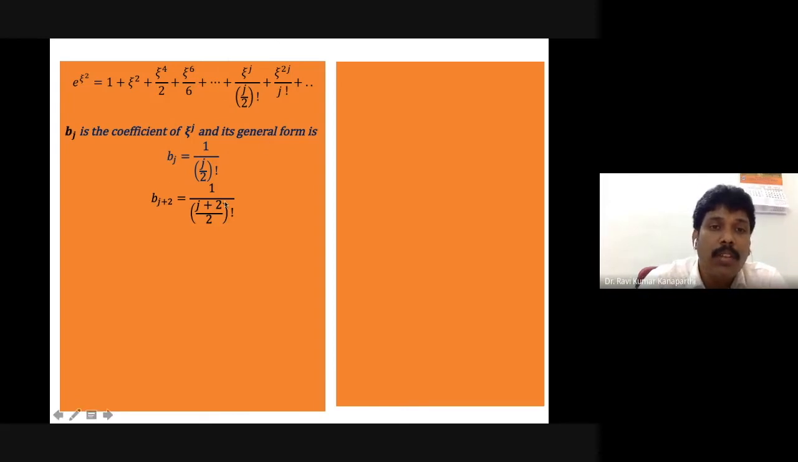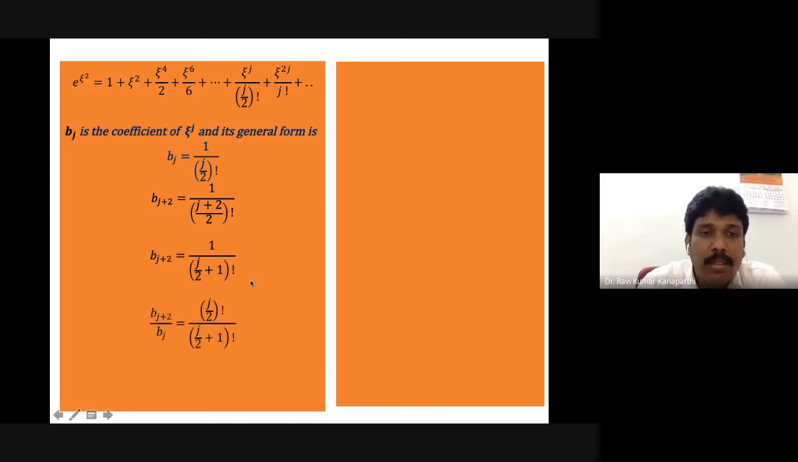Now we know what bj is. bj is nothing but 1 over (j by 2) factorial. If I wanted to evaluate bj plus 2, then you substitute j plus 2 wherever you see j. When you do that, it is going to be 1 over ((j plus 2) by 2) factorial, right? So I know bj plus 2, and I also know bj, so I can take the ratio.